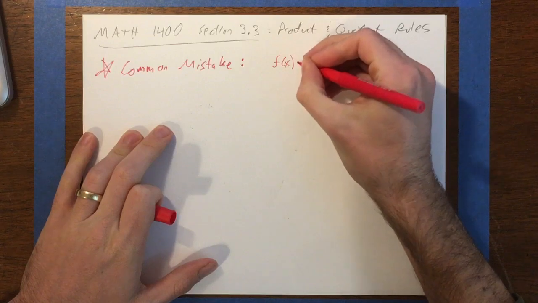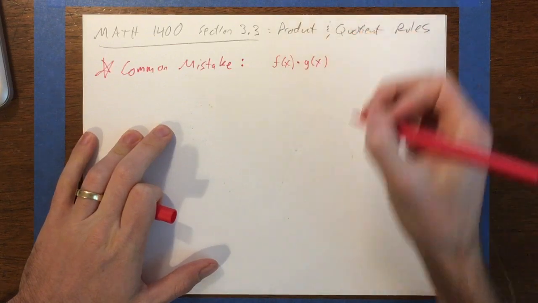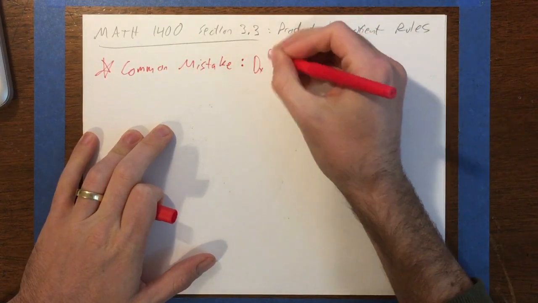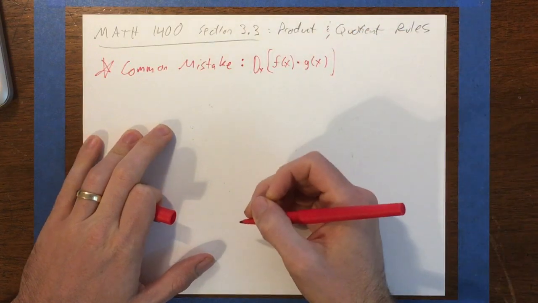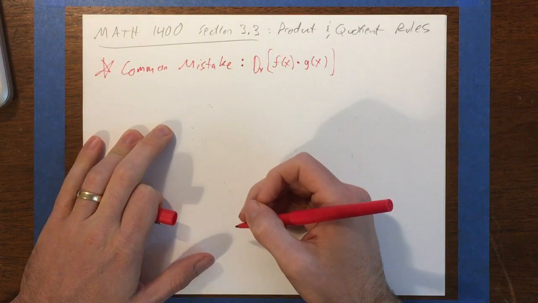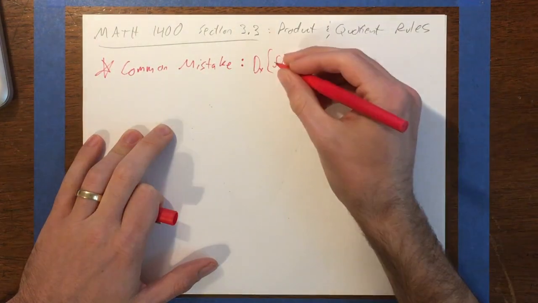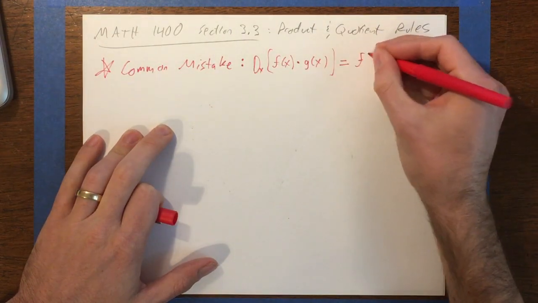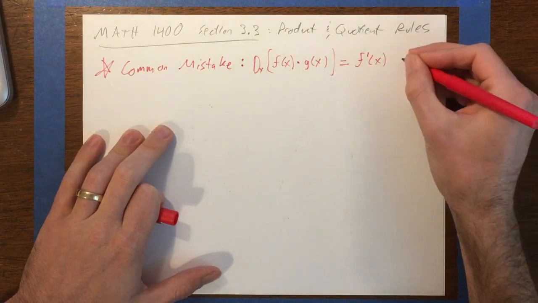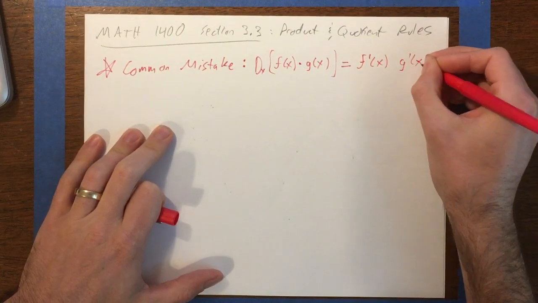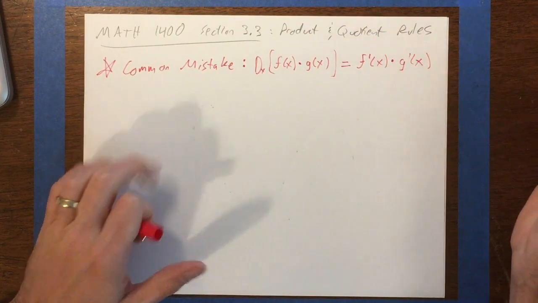Sometimes students will see two functions multiplied together, and they'll be asked, what is the derivative of this resulting function that you get by multiplying them? And some students will say, well, I can take the derivative of f, and I can take the derivative of g, so why don't I just do that, and then multiply those together?